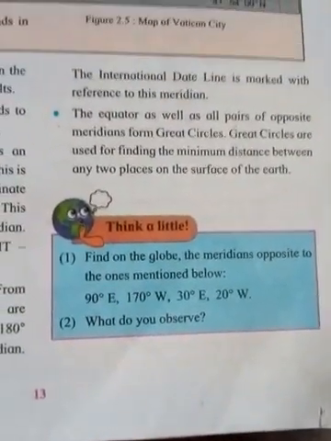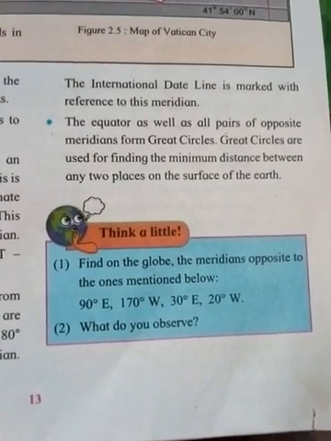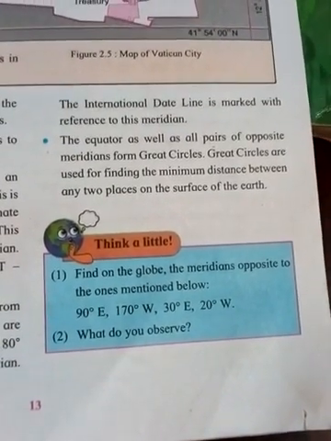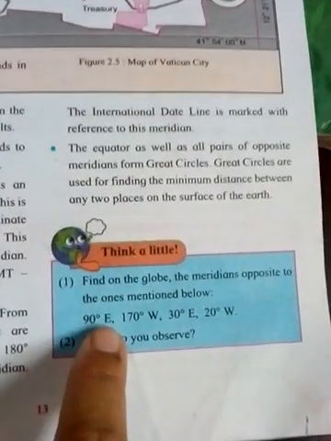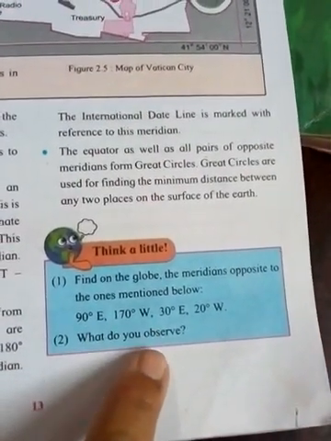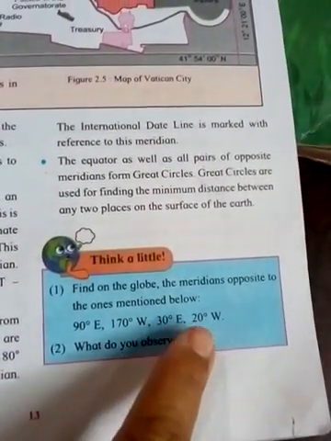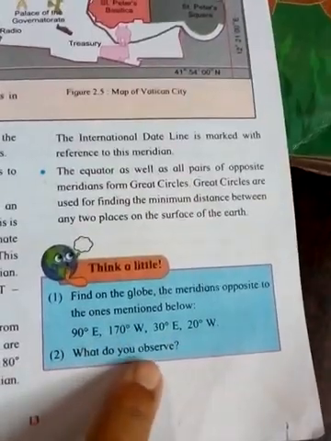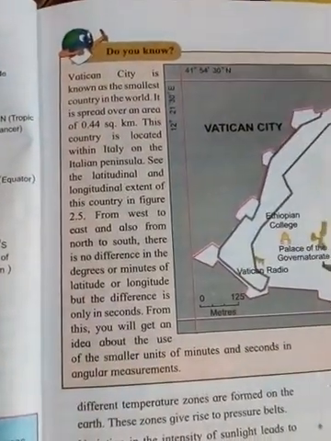Here, think a little: find out on the globe the meridians opposite to the ones mentioned below. 90 degrees east, 170 west, 30 degrees east and 20 degrees west. What do you observe? And here is one example.